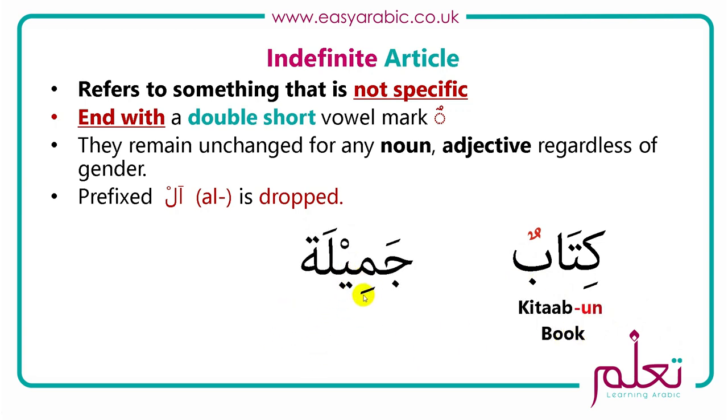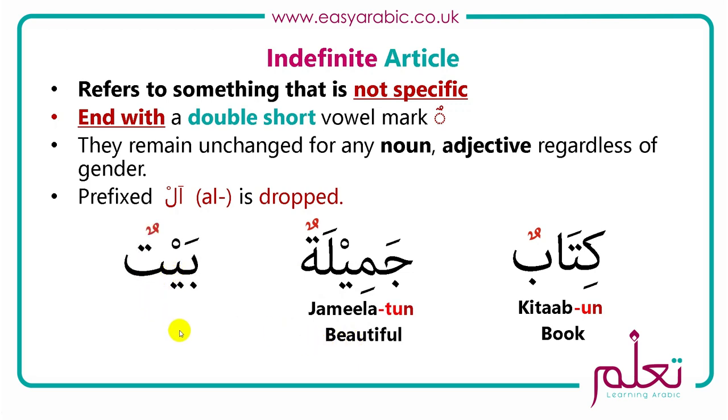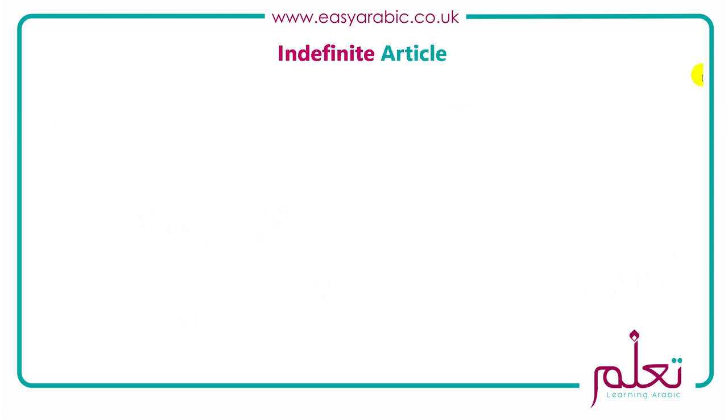Next one is jamilatun, which is beautiful, and baytun. These are the suffixes that are applied to make the nouns indefinite. If you look at some examples, the first one is rajulun.